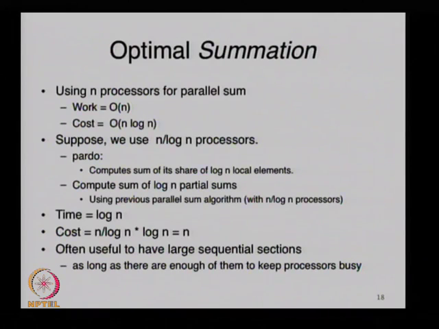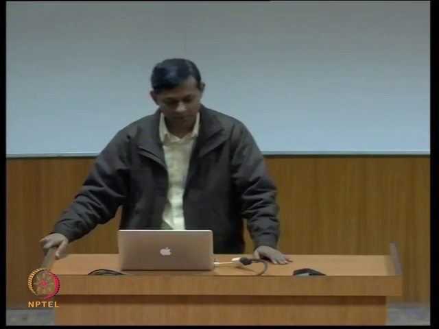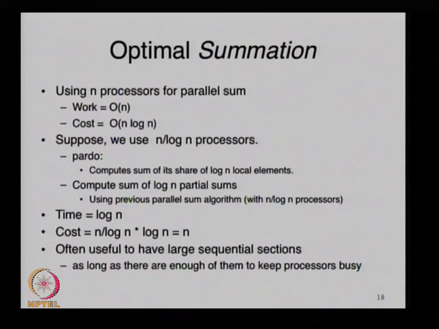The optimal number of processes. That will be the optimal number of processes. So now let's look at the summation again, but this time we're going to make it cost optimal. Reminder, work was order n, cost was n log n.